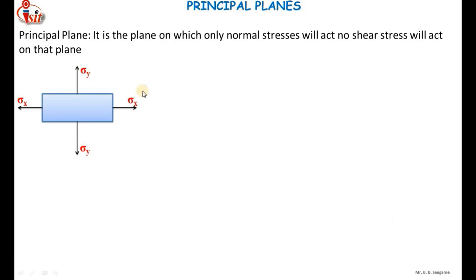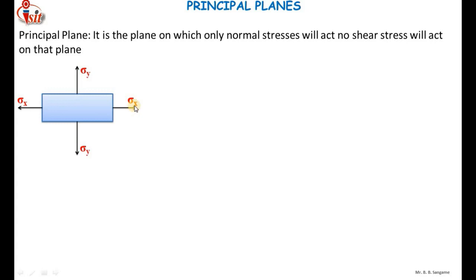So here once again I have recreated the image. Here you can see that the component is subjected to biaxial loading. The load is applied along the x-axis and y-axis, that is why the stress is acting along the x-axis and y-axis. As I have given the definition of principal plane, it is the plane on which only normal stresses will act, no shear stress will act on that plane. That plane will be called a principal plane.